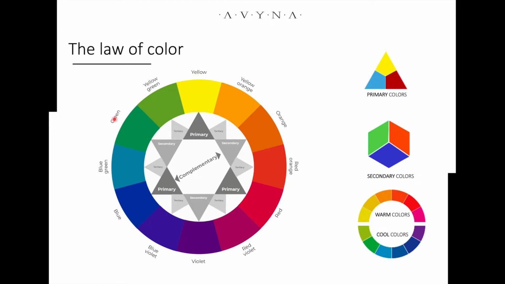Then we have tertiary colors. These colors are achieved when mixing a primary and a secondary color, like yellow-orange, red-violet, blue-violet, blue-green, and yellow-green.